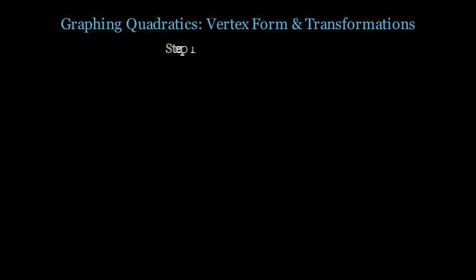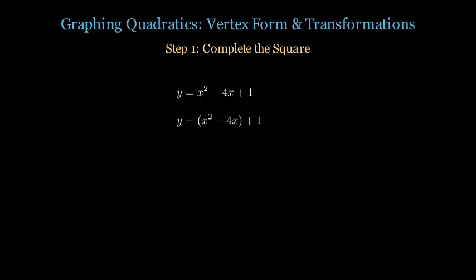Let's convert a standard form equation into vertex form using a method called completing the square. We start with y equals x squared minus 4x plus 1. First, group the x squared and x terms together. To complete the square, take half of the coefficient on x, which is -4, giving -2, and square it to get 4. We add 4 inside, and subtract 4 outside to keep the equation balanced.